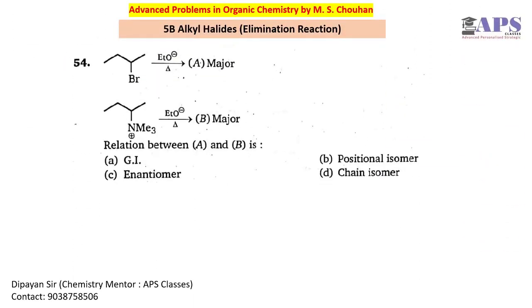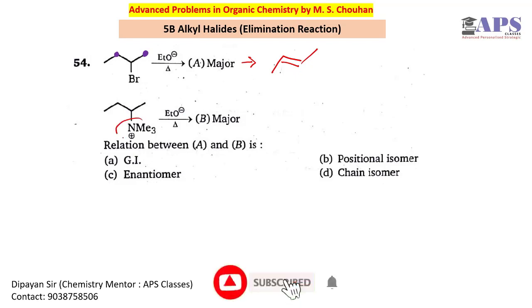In 54, we have EtO minus as base and bromine as the leaving group. So now we have two beta positions, one and this is the second one, and the first one is the normal Zaitsev product. So we have to abstract hydrogen from the beta carbon where the number of hydrogens is less. So this will be your product.